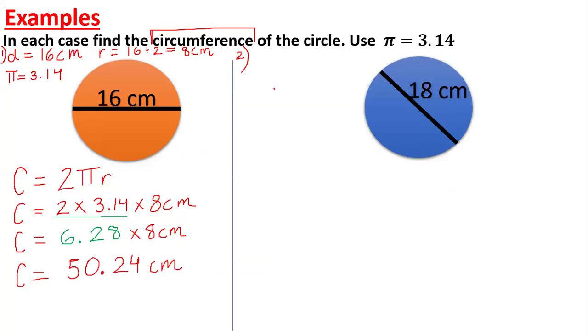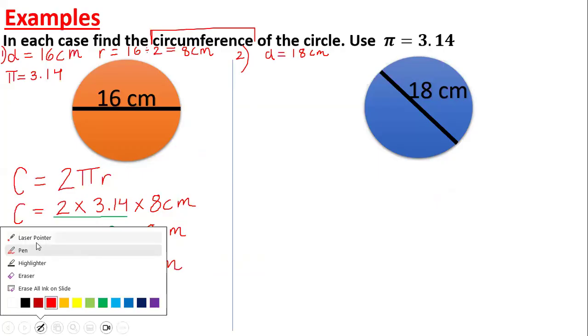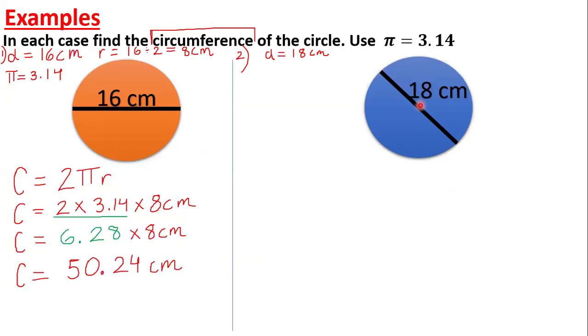Okay. What is the diameter? The diameter. What is the diameter? 18 centimeters. 18 centimeters, very good. Y'all are pretty good at this. So the diameter is 18 centimeters. Does it matter that I have it slanted? No, that does not matter at all. All right, so the diameter is 18.